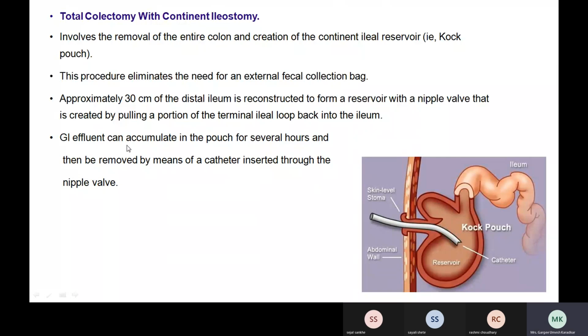So the GI effluent can accumulate in the pouch for several hours and then can be removed by means of a catheter which is inserted through this valve. A valve is created here, and you have a tube through which the catheter can be inserted into this Kock pouch. At frequent intervals, you can just put the catheter and clean out the ileal contents. So that is total colectomy with continent ileostomy. The continent ileal reservoir is called a Kock pouch.